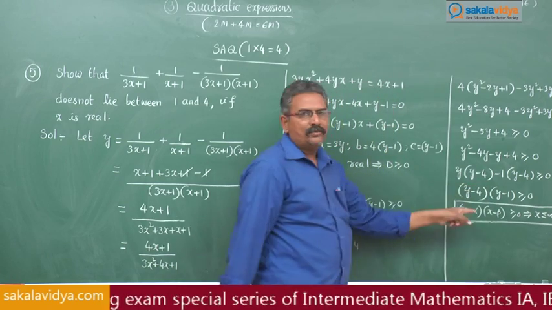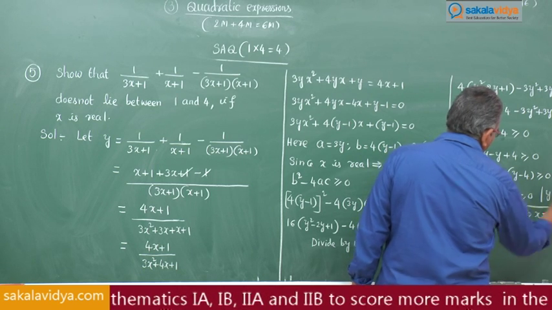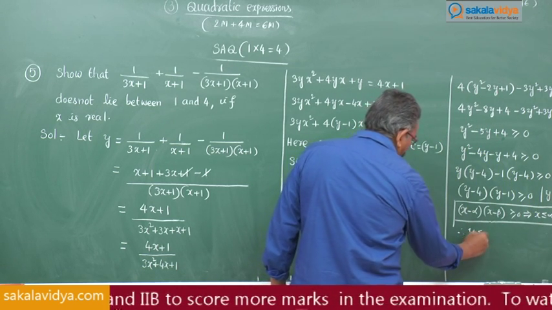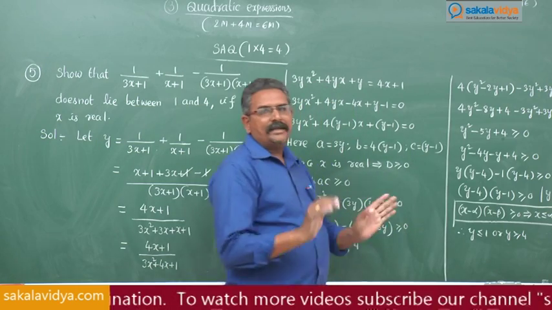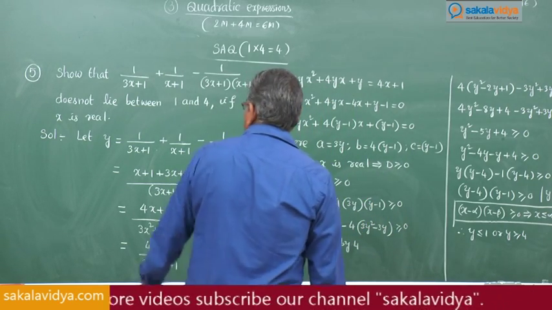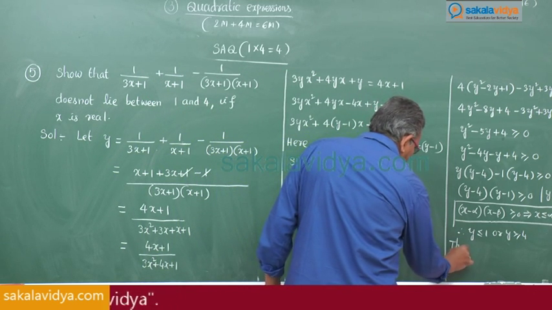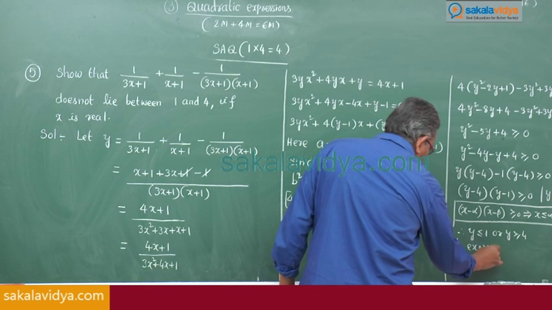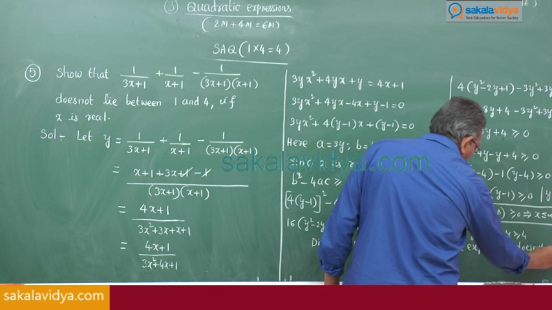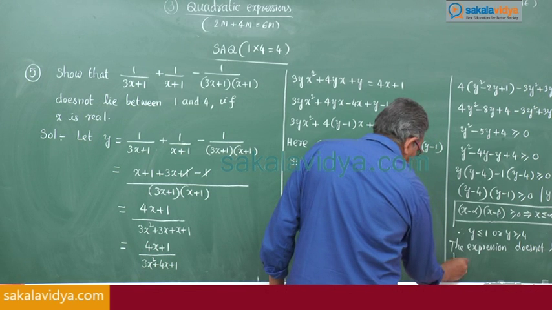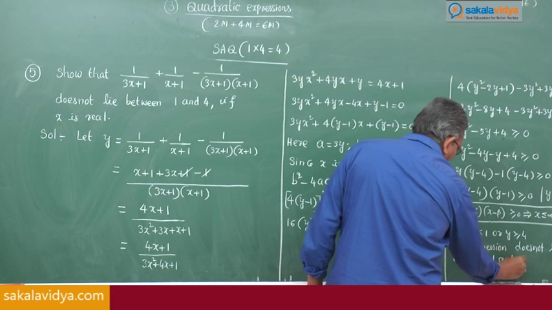So the corresponding roots of this quadratic equation are y is equal to 1 or 4. Therefore, y less than or equal to 1 or y greater than or equal to 4. That means y does not lie between 1 and 4. That means the expression does not lie between 1 and 4.